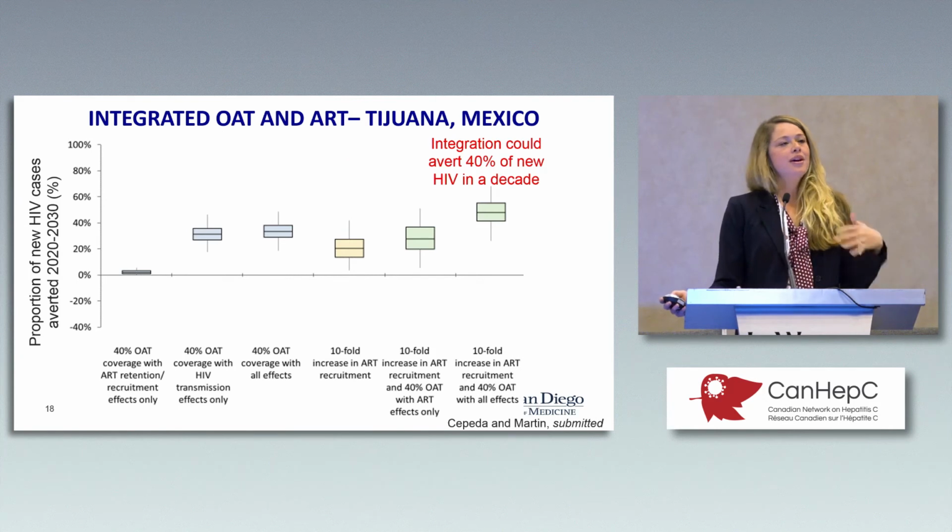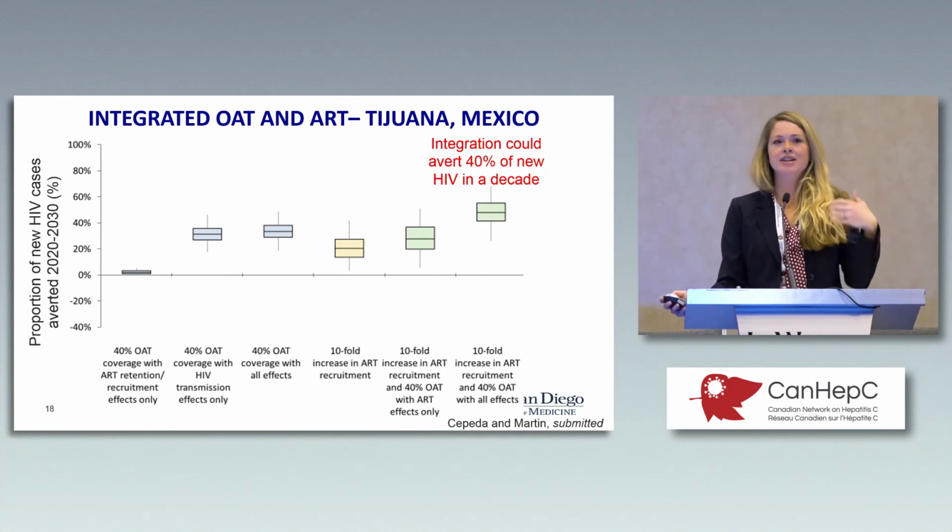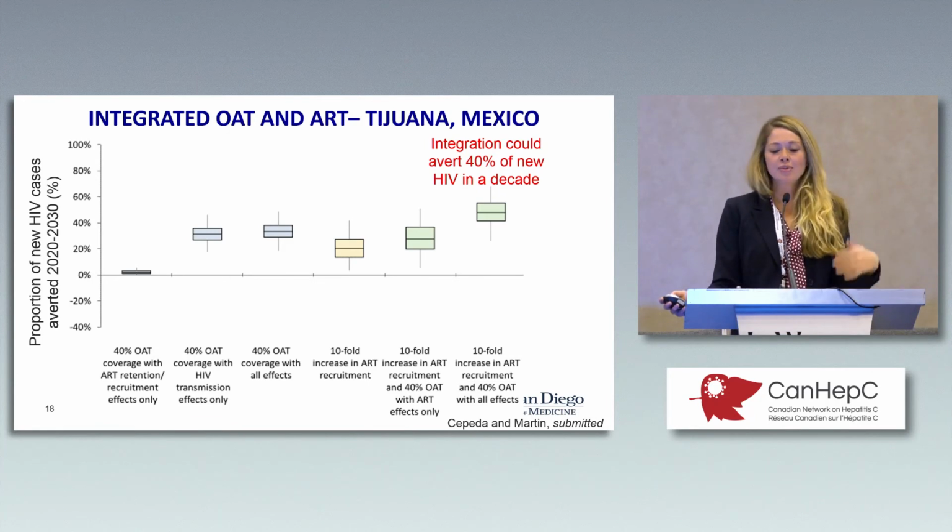And then if we incorporate all the benefits of OAT, not just on ART, but on HIV transmission and reincarceration, then we could prevent over half of new HIV infections in the next decade. So a substantial combination, synergistic effect with these two interventions together.